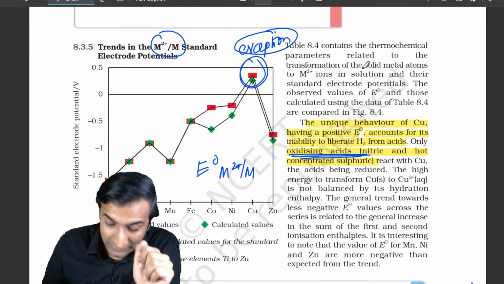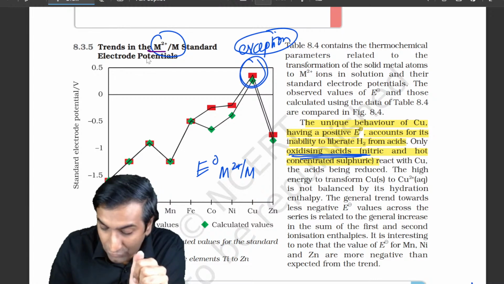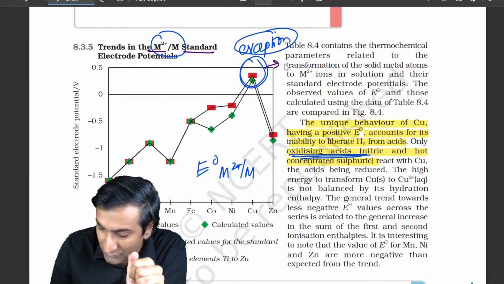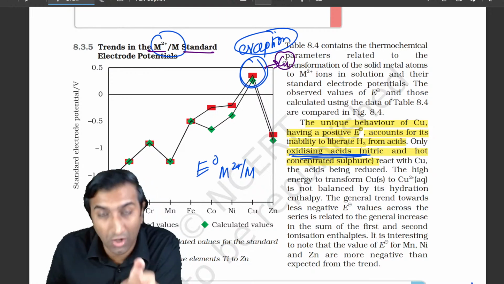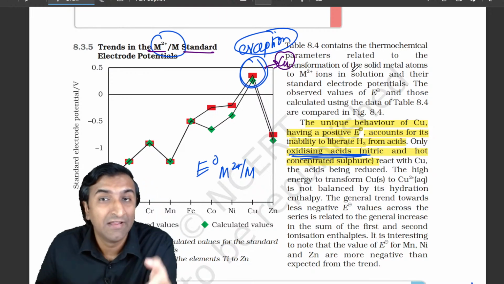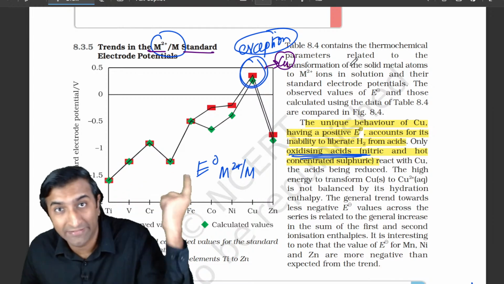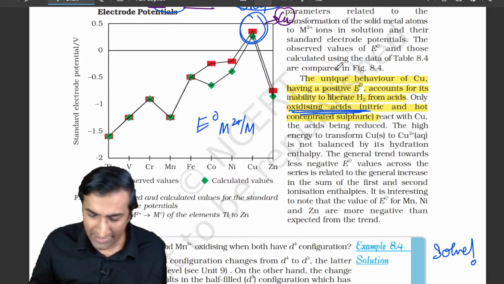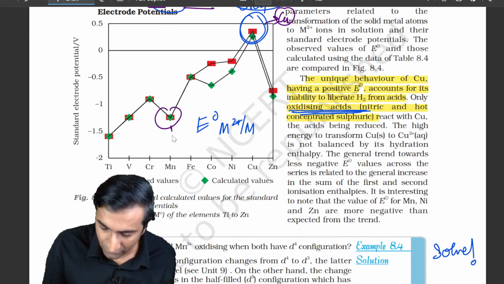Okay. This trends in M2 plus to M standard oxidation potential. This exception right here has to do with copper. क्यों? क्योंकि copper का second ionization enthalpy is very high. I showed you that in that table. You don't have to mug this. Again, get a feel of it by using flashcards. And usually it increases, as a dip again with manganese.